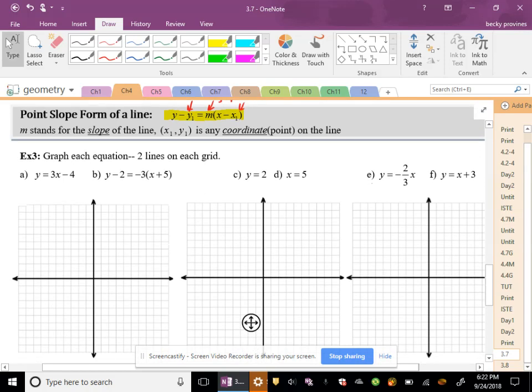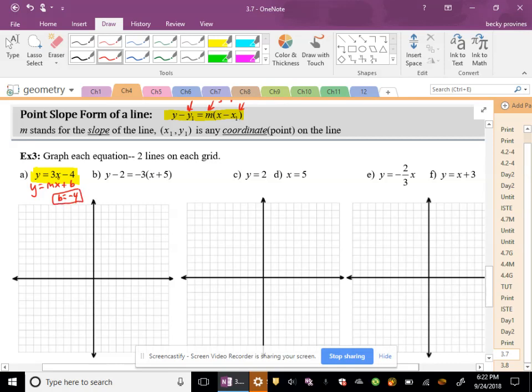Now, when it says graph it, it doesn't say you have to graph from one way or another. So when I look at this first one, y equals 3x minus 4, to me, it looks very similar to y equals mx plus b. So that's why I'm going to graph it using this equation. So my b value is -4.